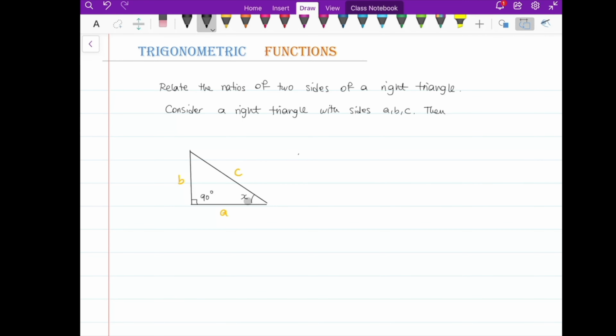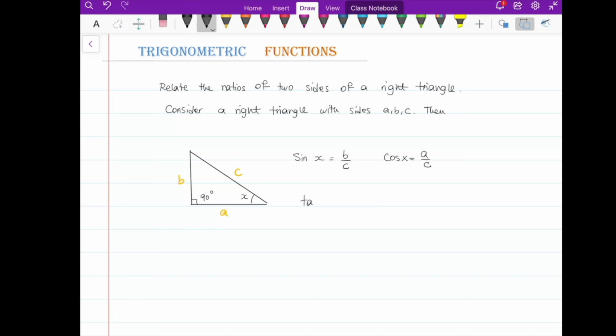Okay, so what is sine of X? Sine of X is a trigonometric function, and sine of X here would be B over the hypotenuse. So I have B over C in here. Then we have cosine of X, which is equal to A over C.